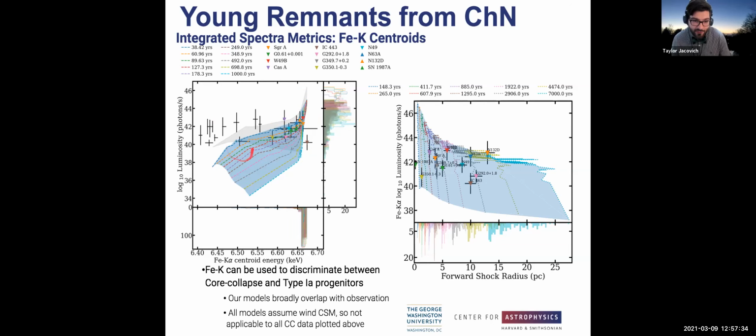And with one exception, where the iron detection is a little low in that model, but I won't say anything more on that, all of our models fall outside of the 1A range, and they capture most of the core collapse models reasonably well, which is exciting and a very interesting result.